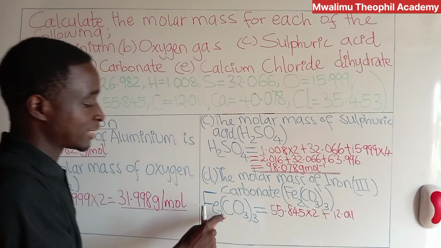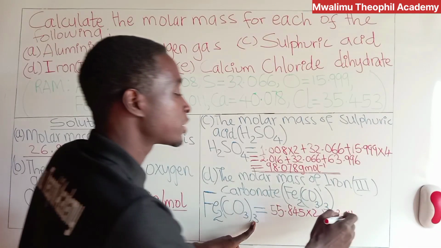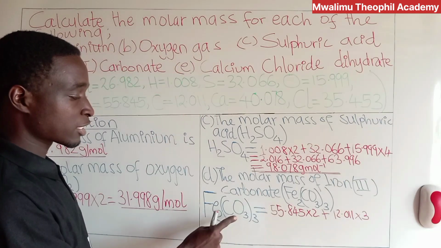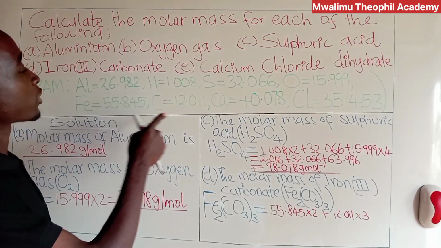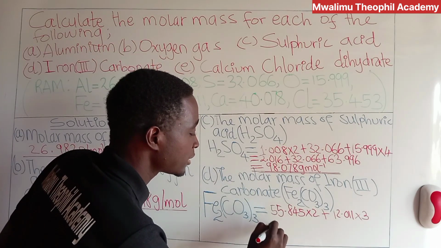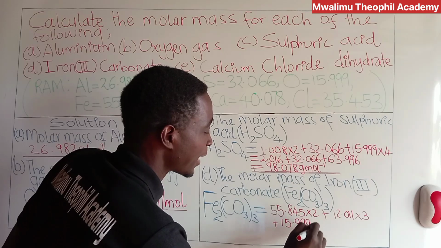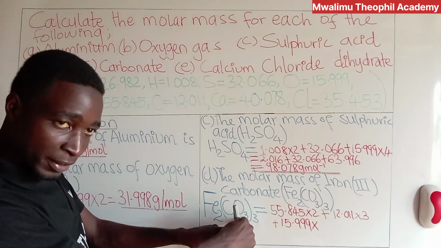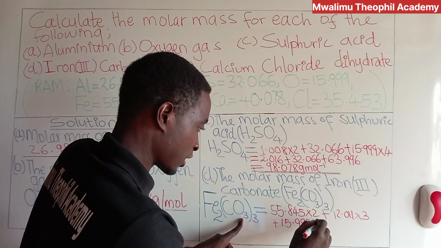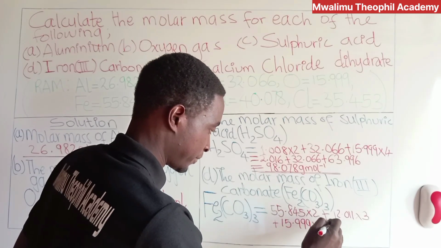12.011. But this carbon is multiplied by 3 because outside here we see there is 3. Now it is multiplied by 3. After that, we add oxygen. The relative atomic mass of oxygen is 15.999. Now we add 15.999 times, inside there are 3. So it is 1 times 3. 1 oxygen atom, the mass is this one, times 3. But also outside we find another number, there is 3. So it is 3 times 3.